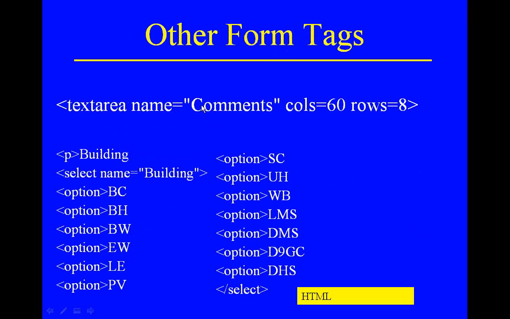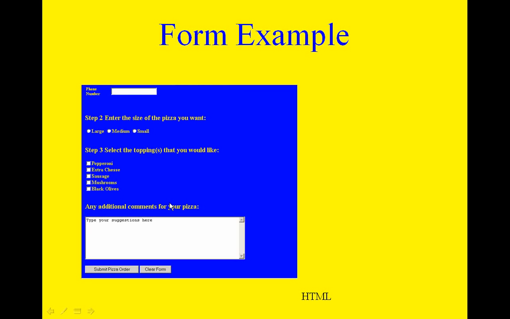Text area: if we need something bigger than a text box, we can have rows and columns for our text area. And we also had the select tag. So we have our label before the select tag. This is a pull-down menu with our different options. We have to make sure we end the select tag. In our form example, again, I'm not looking at you to memorize all these tags, but I do expect you to know where to go to look at the syntax, a proper way to key them in.